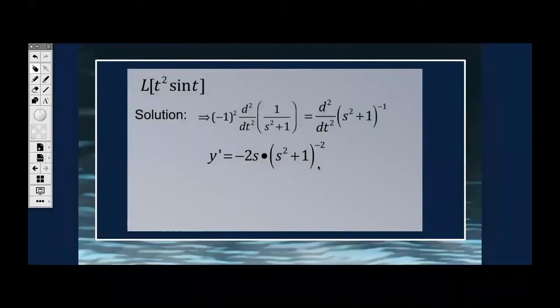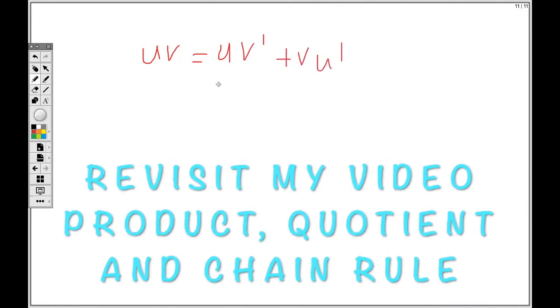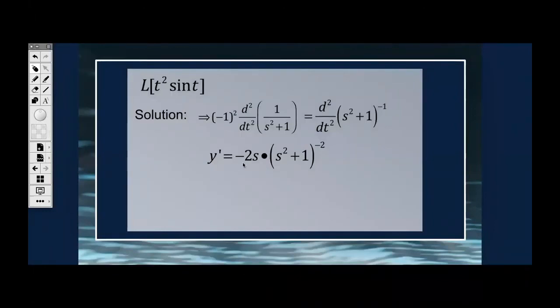Now we can go ahead and differentiate this one more time. And we're going to apply product rule because we have two functions of s being multiplied. Just to remind you, if you don't remember product rule, you can revisit my video. It's uv prime plus vu prime. So assign any one to be u and one to be v. We assign u to be negative 2s and v to be s squared plus 1 to the negative 2. So differentiating minus 2s, we have negative 2, leave the v alone. Then we hold u, so we have u to be minus 2s.